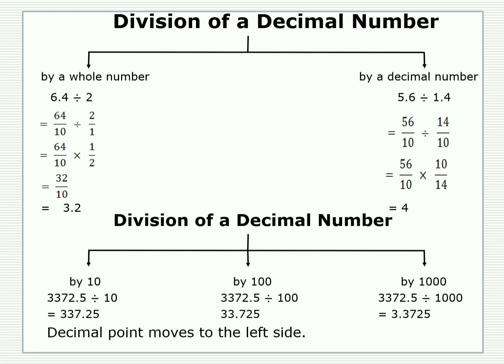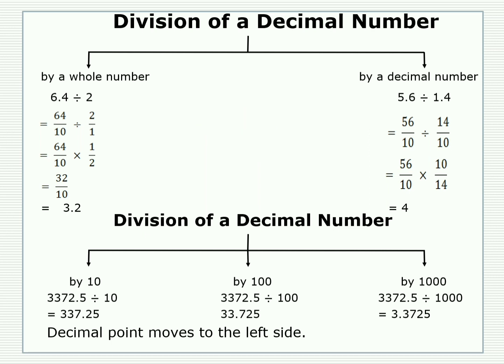Now I will discuss division of decimal numbers. Division of a decimal number by a whole number. Let us understand this by one example. 6.4 divided by 2. We will remove the decimal point. So we will write 64 upon 10 divided by 2. 64 upon 10 multiplied by 1 upon 2. The reciprocal of 2 gives us 32 upon 10, and the final answer is 3.2.